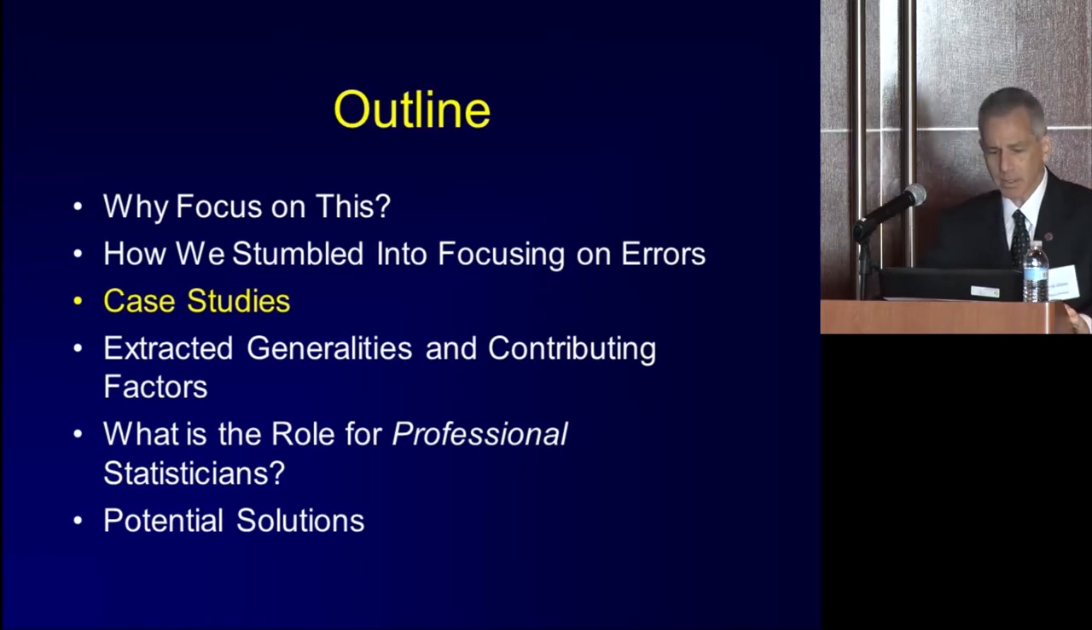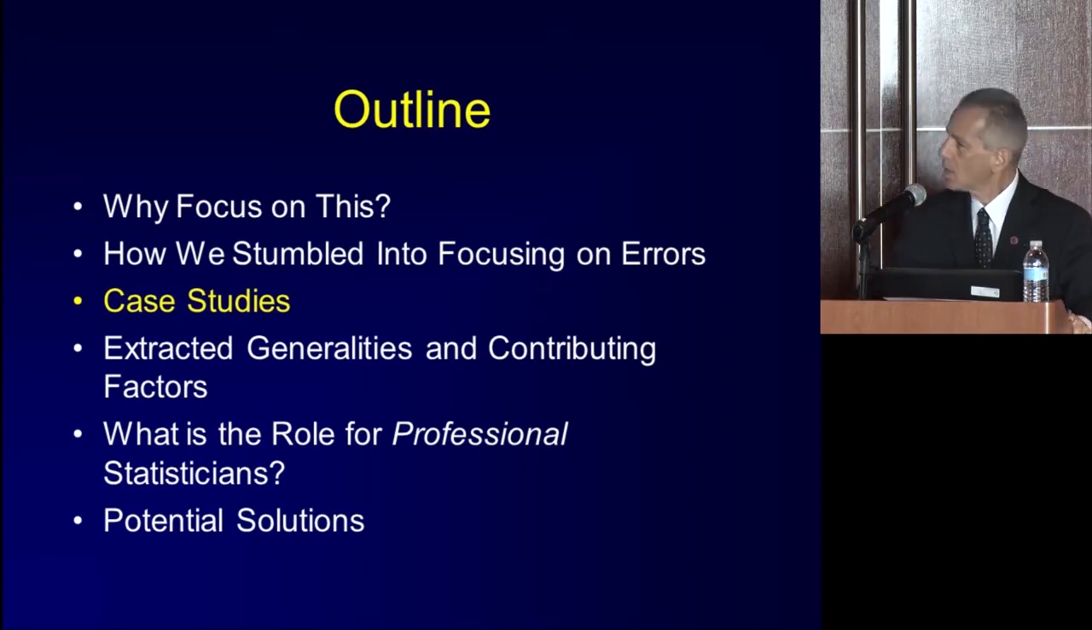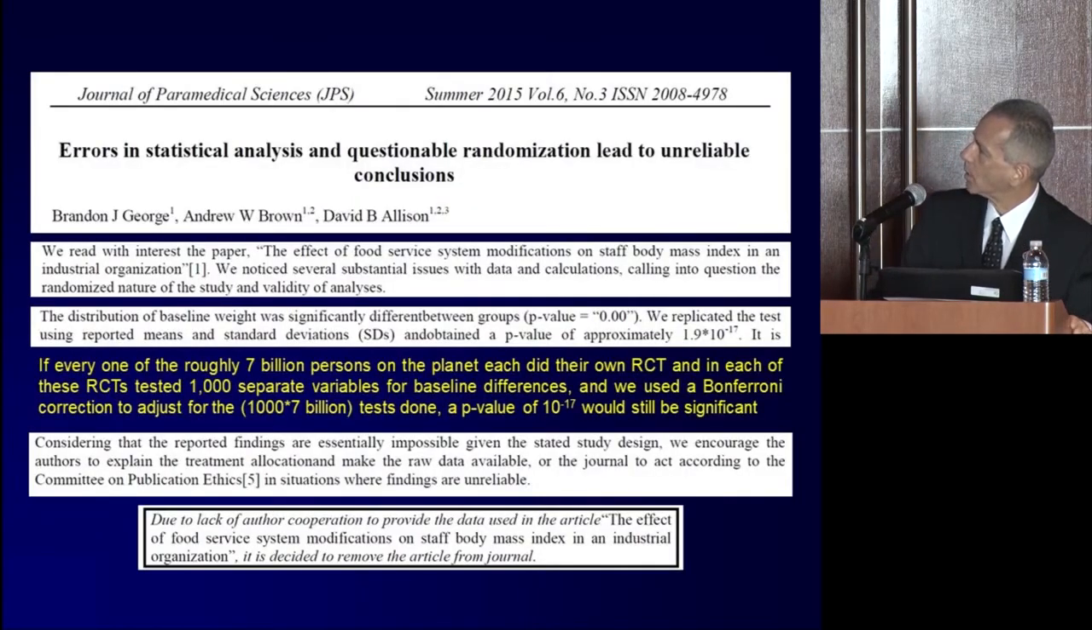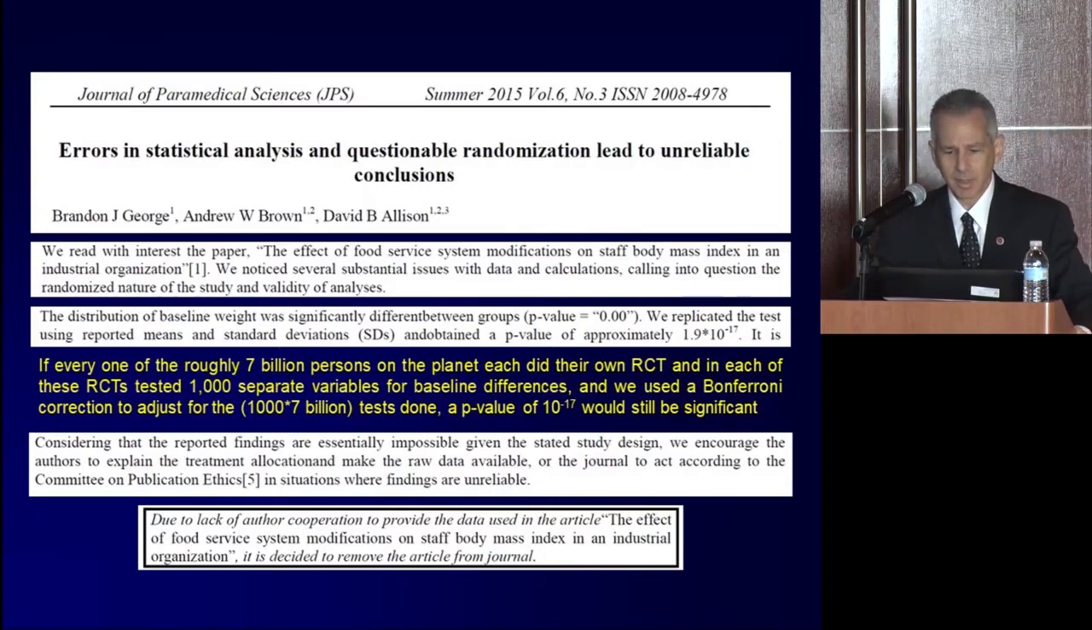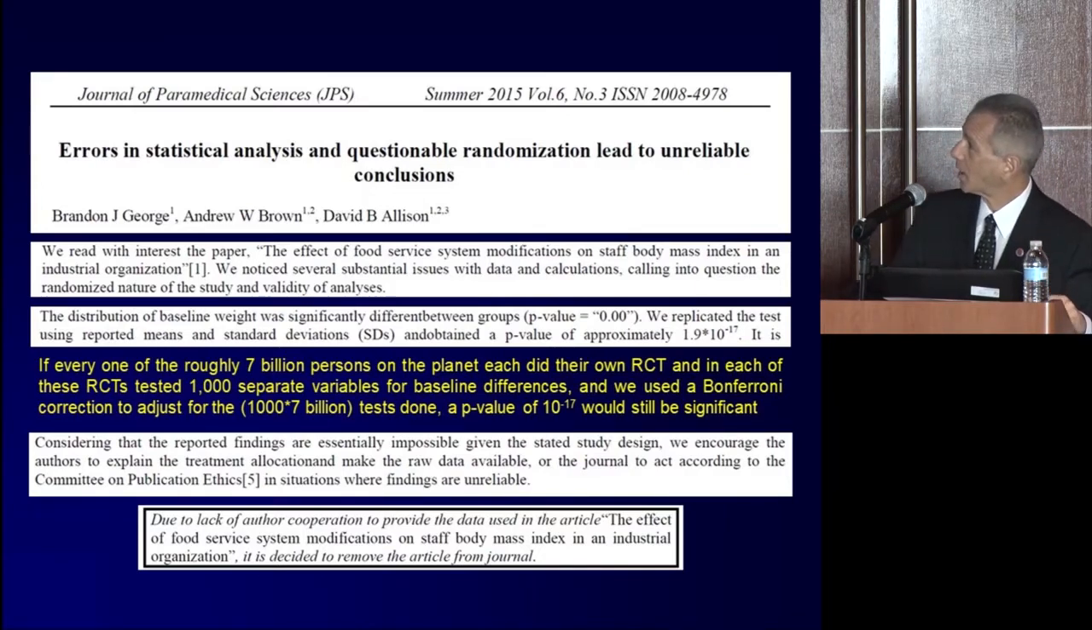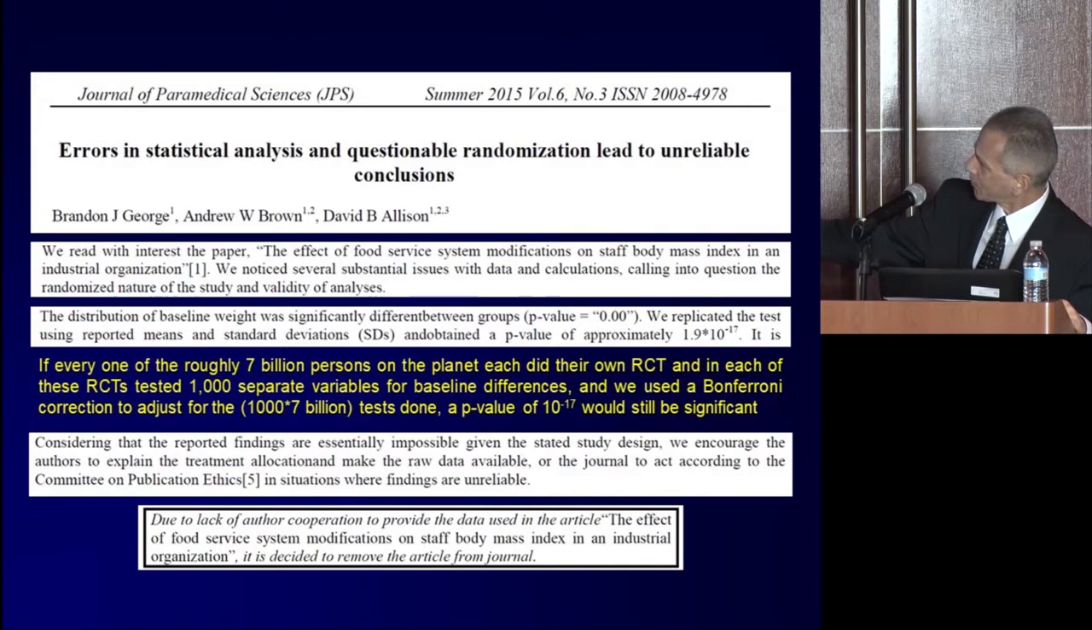All right, so let me give you some case studies about this. This was one that illustrates one of the points. This came up in a journal that probably most of you don't read all the time, the Journal of Paramedical Sciences. Somebody else pointed out to me, might be the Journal of Paranormal Sciences, perhaps. And what we found was this paper, a randomized controlled trial of a food service system that seemed to have positive benefits in reducing staff's BMI in a randomized controlled trial.